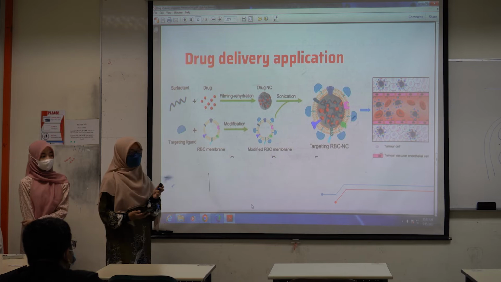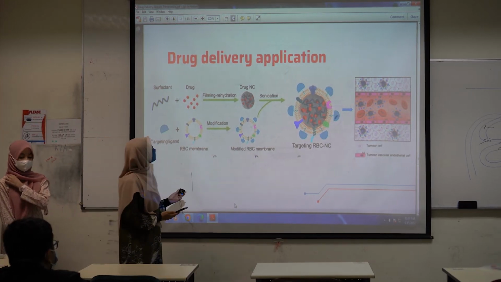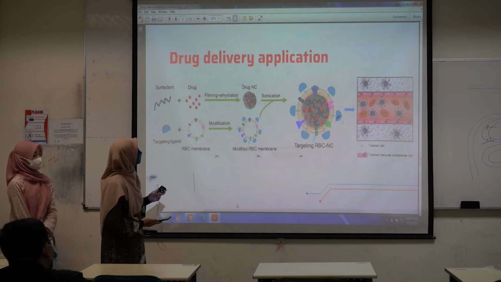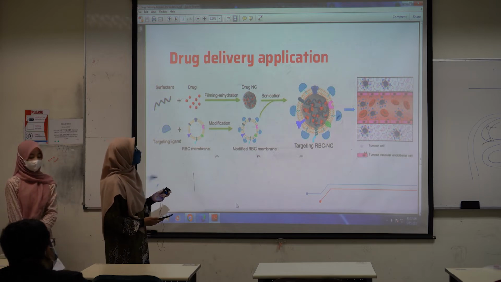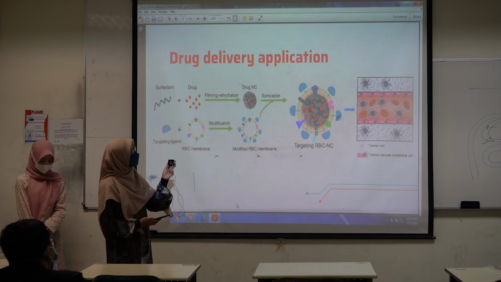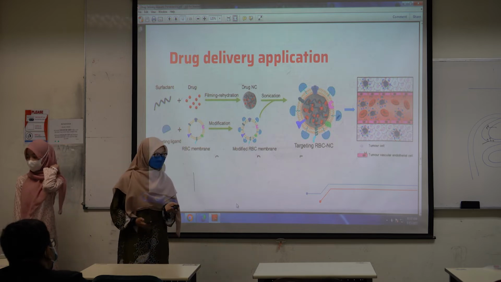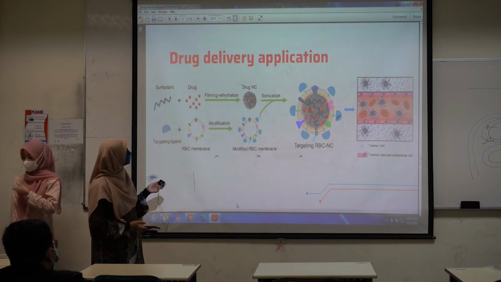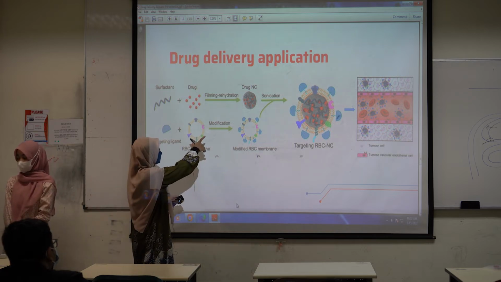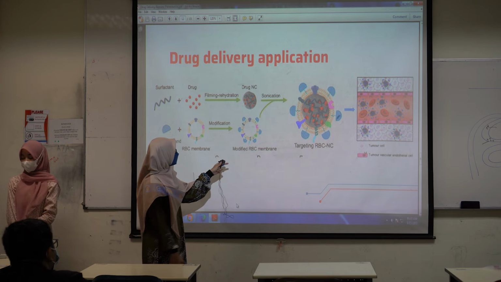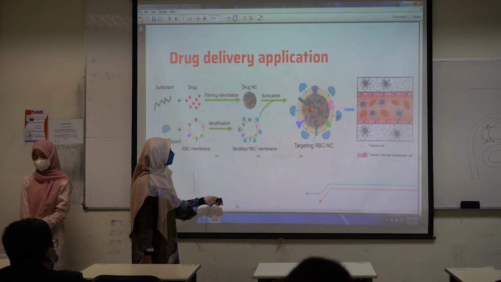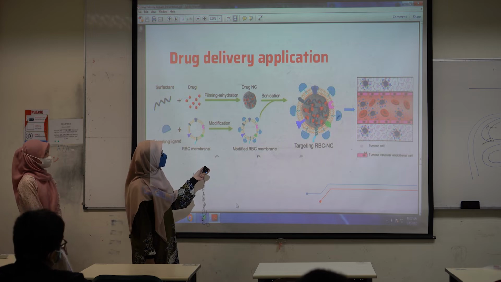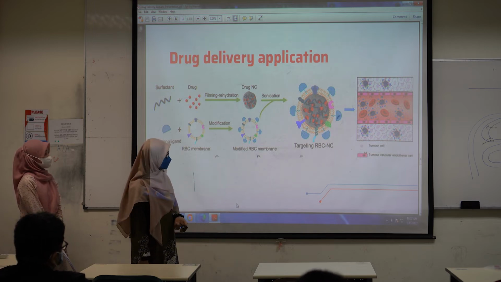So I will be talking about the second application of drug delivery. Just now, Azim talked about colon disease. Here is the ligand modified cell membrane to deliver drugs to the glioma. You know glioma, yeah? Glioma is the tumor that grows in the brain. The nanocrystal drug is coated with the red blood cell membrane, which has been modified by incorporating ligands that bind to the disease site.